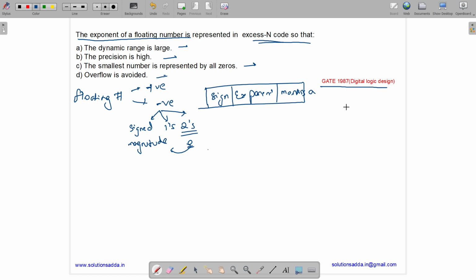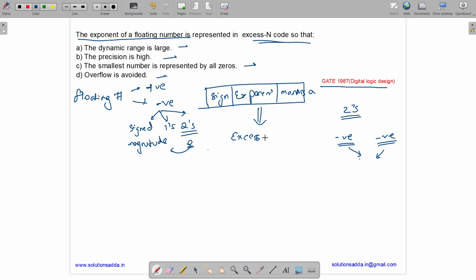But the disadvantage with 2's complement is this: suppose we have two negative numbers and we want to compare them. Then we first need to convert them to positive numbers, and then compare. So it's a time-taking process. That's why we are not using the 2's complement method. What we use in the exponent field is the excess code.